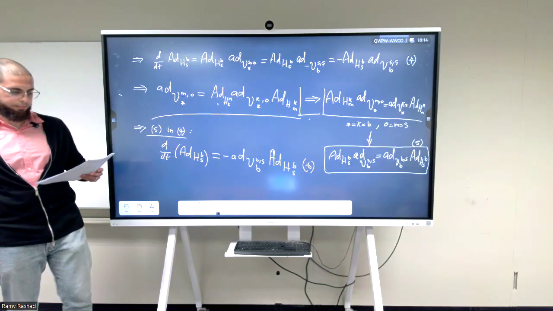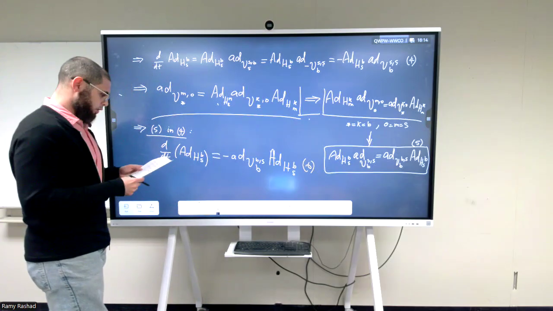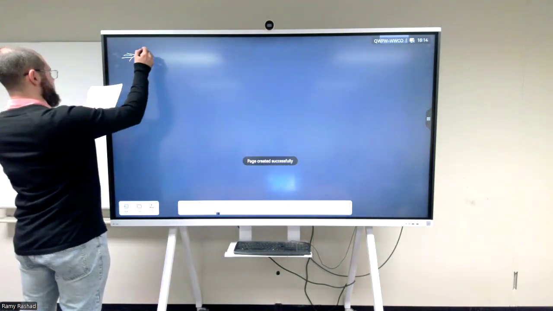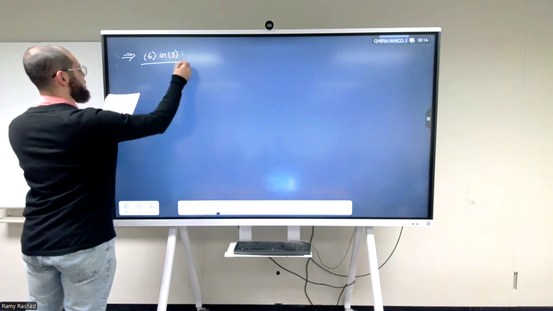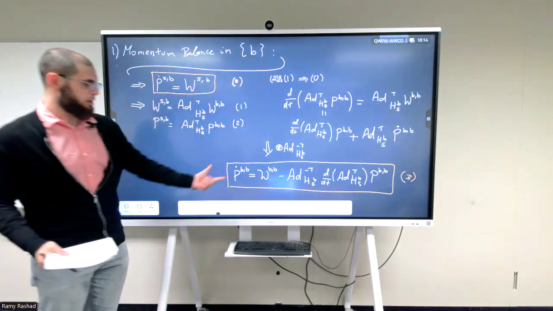Make sense? Okay. So what we're going to be doing now is substituting equation 6 in 3. So what was equation 3? Let's go back to it. So this was equation 3.